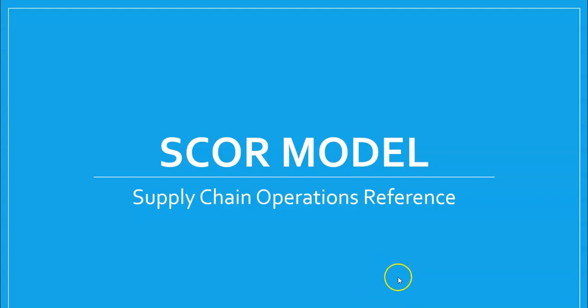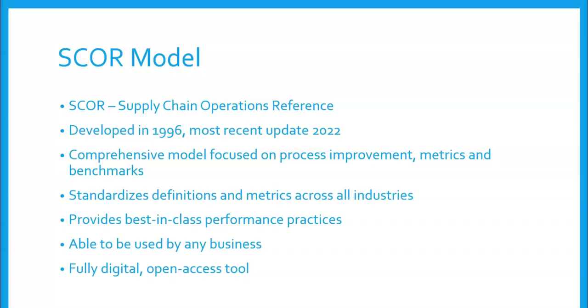In this video, you will learn about the Supply Chain Operations Reference Model, also known as SCOR. The SCOR model was developed in 1996 by the Supply Chain Council and has gone through 14 revisions, with the most recent update occurring in 2022. This model is a comprehensive standardized supply chain model that can be used by any business in any industry.